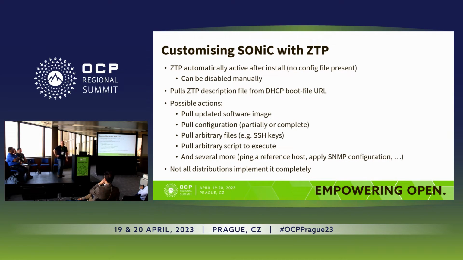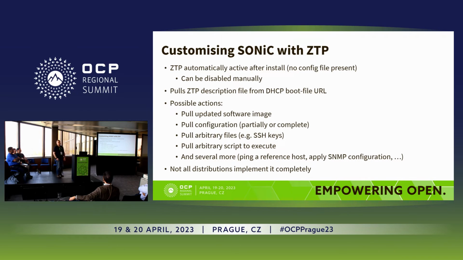This URL can point to a file that will contain the detailed information for the zero-touch provisioning. This file will describe what the switch shall do. There are several options here. You can tell it to update its own software image. For example, since the switch has been sitting in storage, a new release might have come out, so it might be directed to install a new image. It can pull a configuration, which can be a partial configuration, just some base parameters, or a complete configuration if you can manage that. It can pull arbitrary files like SSH keys, which would be very popular if you plan to manage your switch with Ansible later on. And it can also pull a script that it should execute.